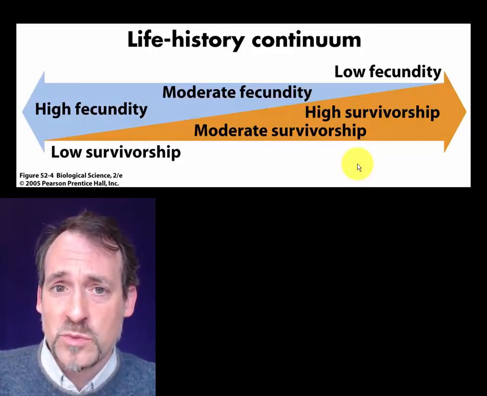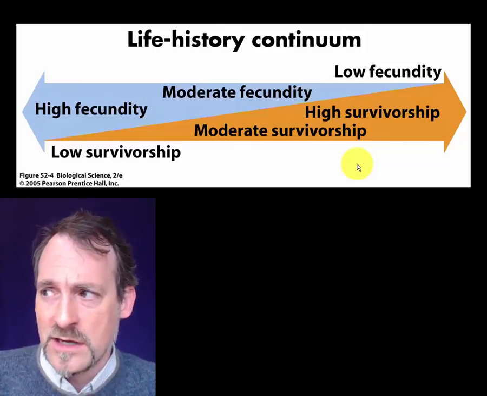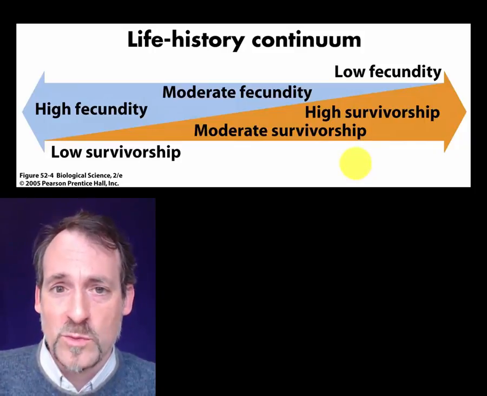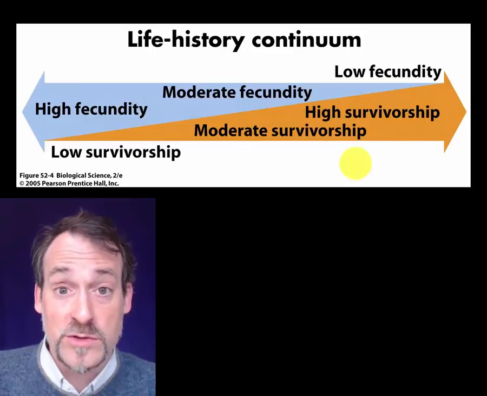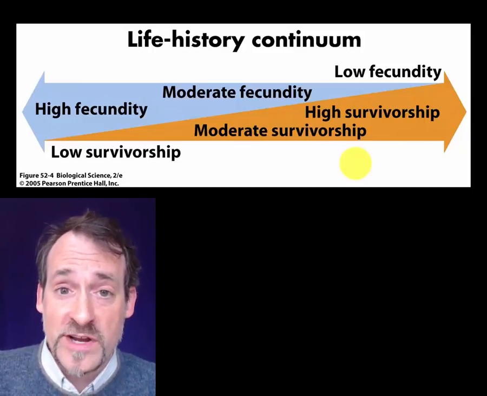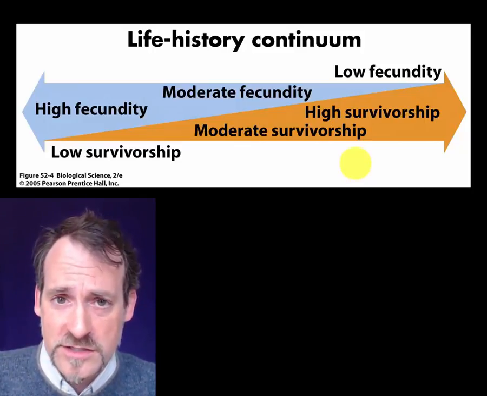Obviously, what you'd ideally like, if you were an organism, is to have high fecundity and high survivorship. But there are reasons why, really, you can't have both at once. At least you can't maximize both at once. There's a strong trade-off between these two things.